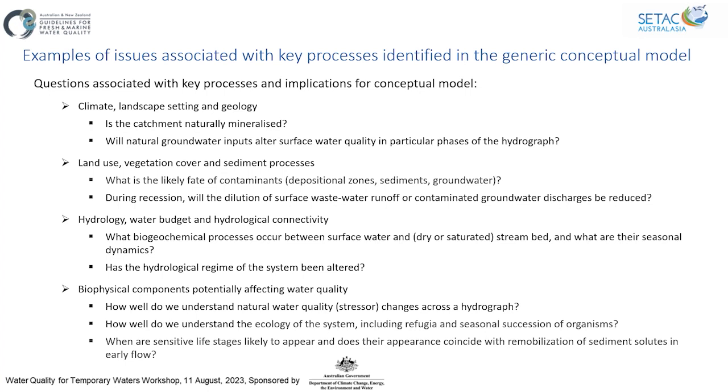Often you might need to go to the literature on this because there's some good understanding of the basic types of temporary waters that Ross put up earlier, and of what you might expect. When a sensitive life stage is likely to appear, is their appearance likely to coincide with remobilization of sediment contaminants, for example? With early inundation, of course, we can get some hatching of early sensitive life stages. That could be a critical stage, for example, or later in the hydrograph when the pH drops off, that's going to exacerbate metal interaction, for example.